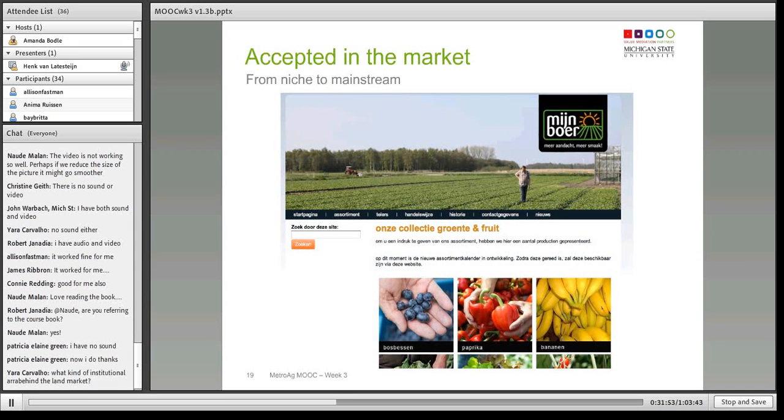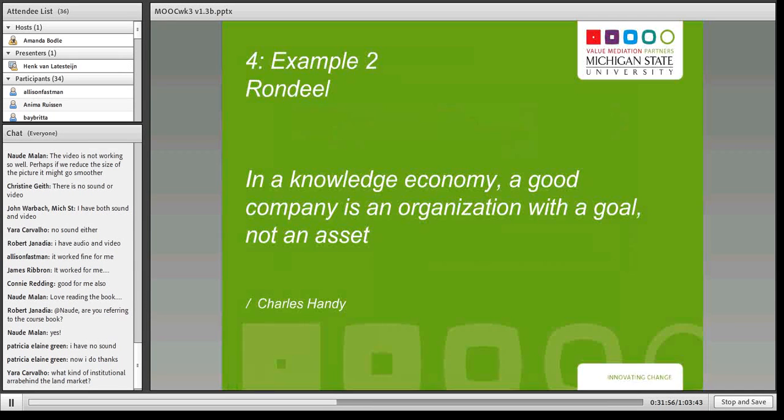Again, this quote is really suited for the situation. If you're in a knowledge economy, then a company is not an asset, but an organization with a goal, and the goal can be achieved along different lines. You really have to deal with how you want to achieve your goal and how you organize your chain, your company and your business so that this goal is really achieved. That's what the rondel is all about.